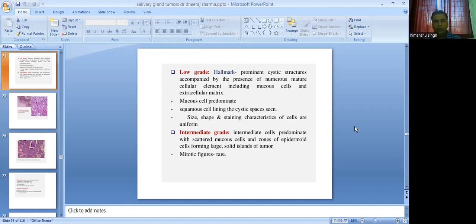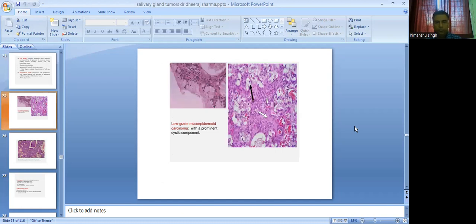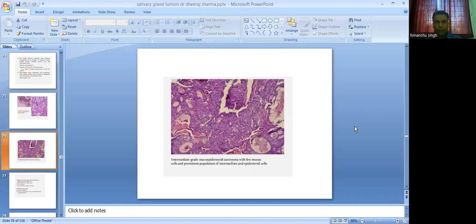Intermediate grade. Intermediate cells predominate with scattered mucous cells and zones of epidermoid cells forming large solid islands of tumor. Mitotic figures are rarely seen. You can see in this photograph, this is the low grade variant with a prominent cystic component. So you can see the various cystic spaces. The intermediate variant with few mucous cells and a common population of intermediate and epidermoid cells.